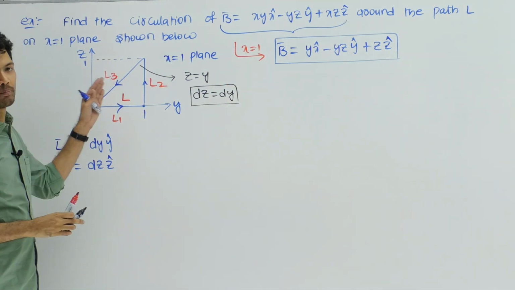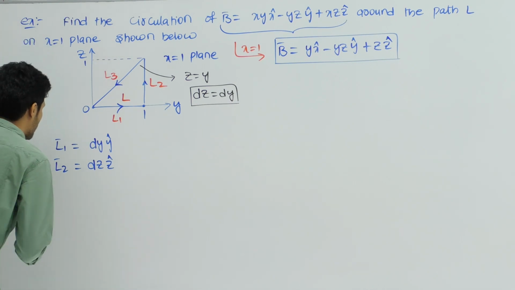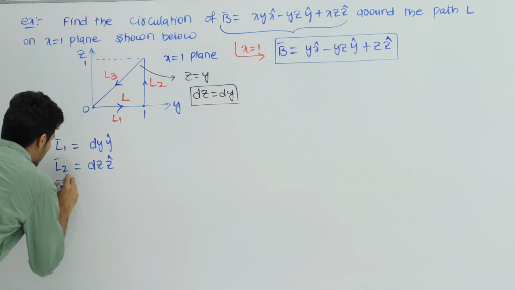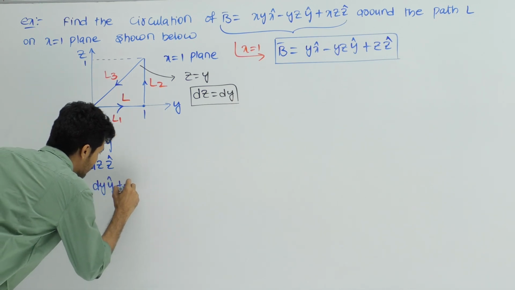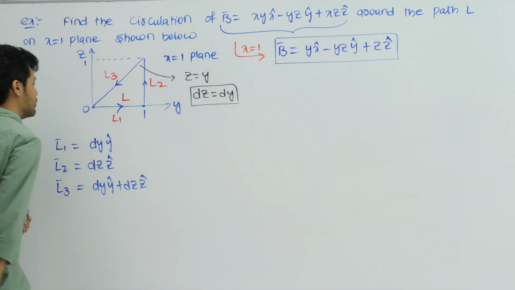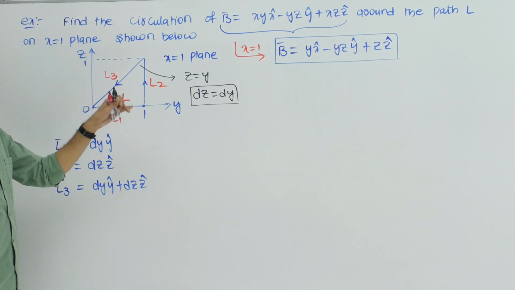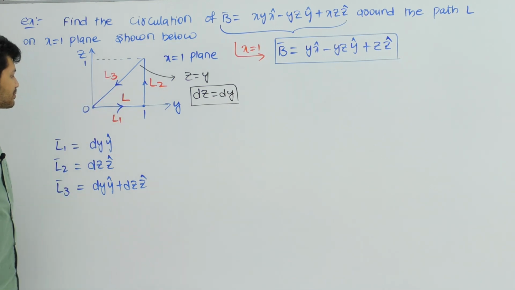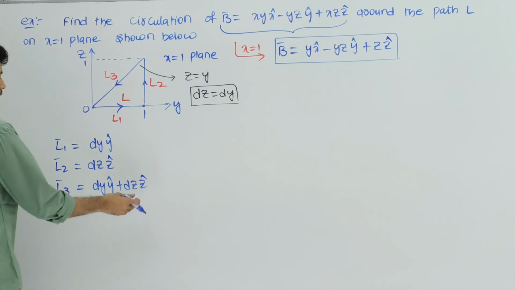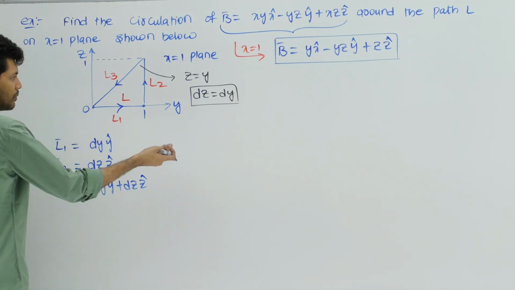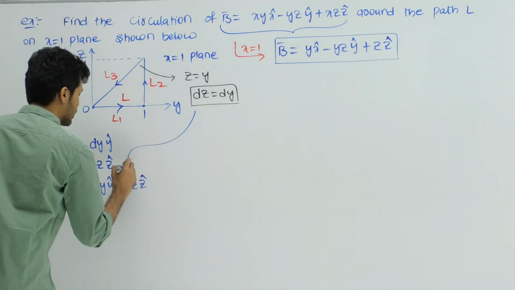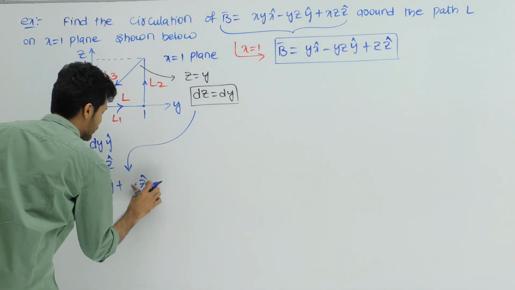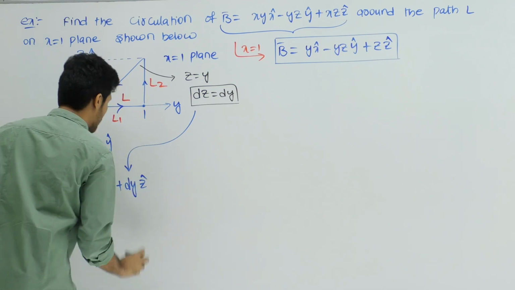So along this particular path, we can write the path element as dy y cap plus dz z cap. This is what we have regarding this particular path. Furthermore, dz can also be replaced by dy itself, because of this equation. So I am replacing dz by means of dy.